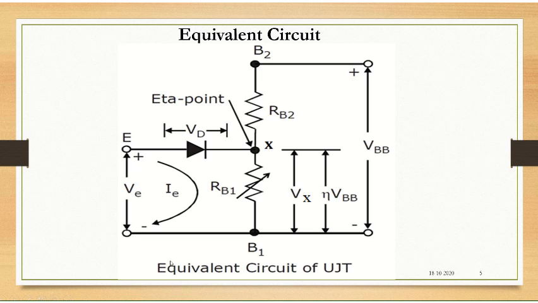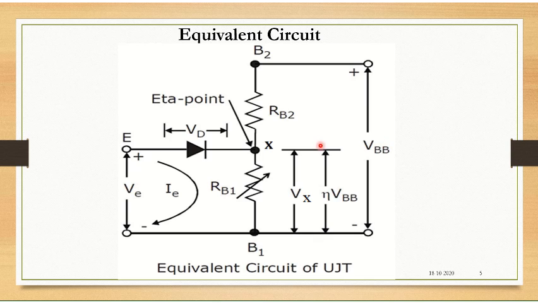Typically the off state of the UJT, if we neglect the diode for a moment. If you observe RB1 and RB2, they form a voltage divider, right? And the voltage across X, or this Vx, we can get from the voltage divider, wherein Vx is equal to RB1 divided by RB1 plus RB2 into VBB, what we apply.